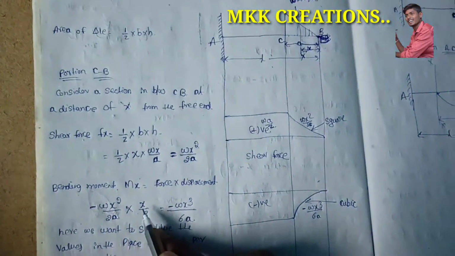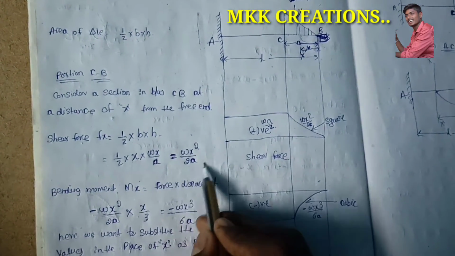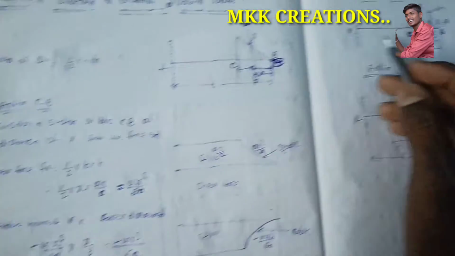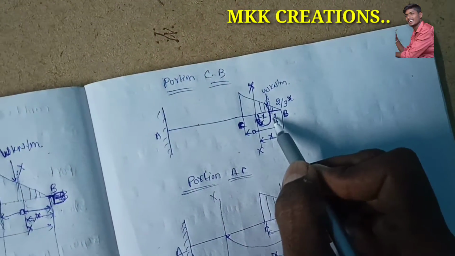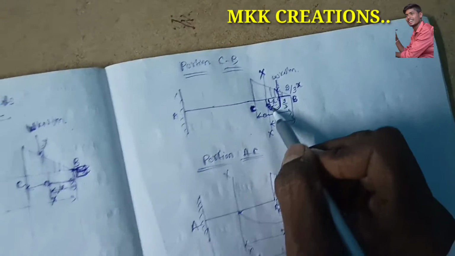Next, bending moment. Bending moment is force into distance. We already computed the force, and the distance is X by 3. See here, 1 by 3 is nothing but X by 3. X by 3 is the distance.